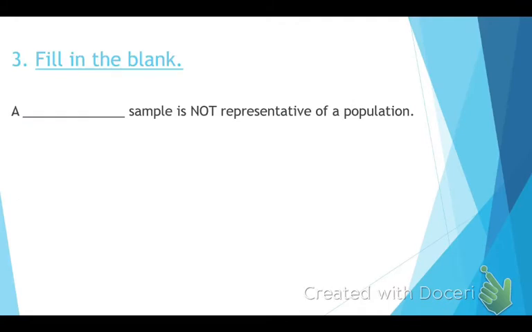All right, this is one of our vocab words that we had. There's 2 kinds of samples. I want you to write, what is this? A blank sample is not representative of a population. Guys, what are the 2 different kinds of samples? Biased and unbiased. Which one is not representative? A biased sample, okay? You don't want a biased sample. You want one that's unbiased.